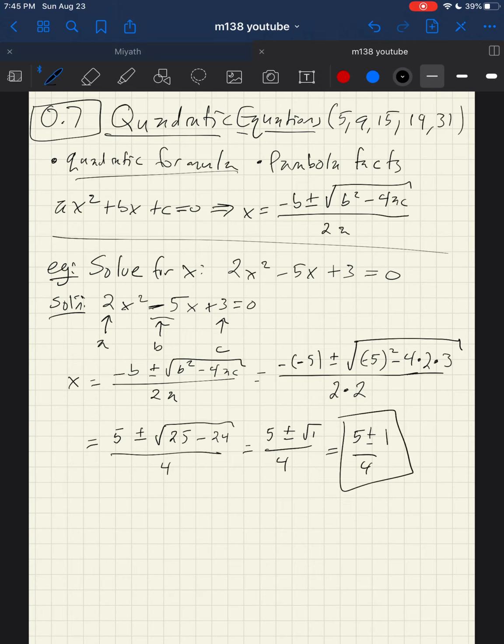You can leave your answer like that if you'd like, or if you insist, you can say x equals, well, 5 plus 1 over 4 is 3 halves. 5 minus 1 over 4 is going to be 1. So you can answer like that as well if you'd like. And that's just a quick example of the quadratic formula.